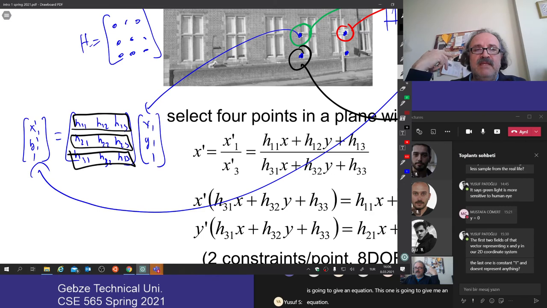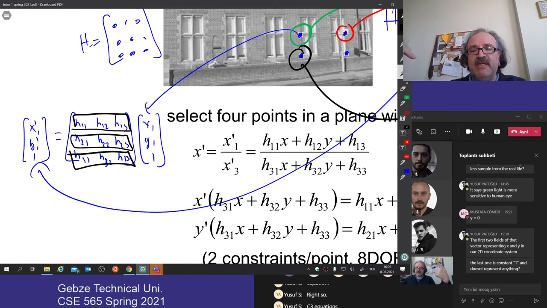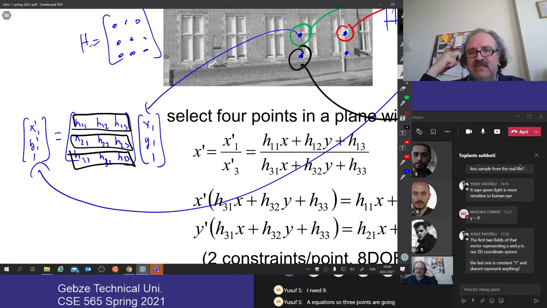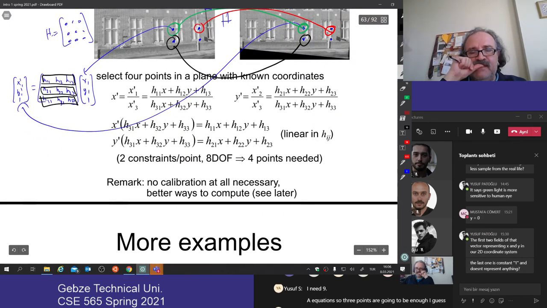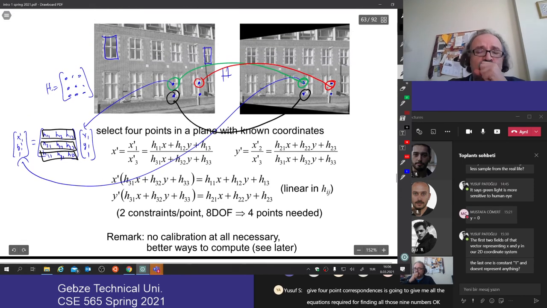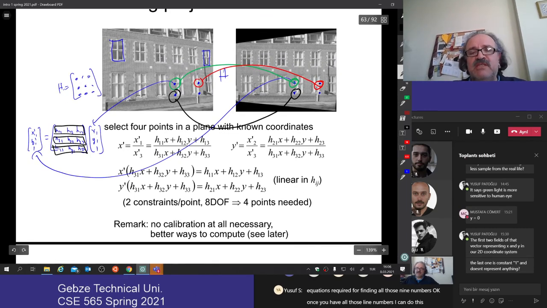So three equations from each point correspondence, and I need nine equations. So three points are going to be enough, I guess. This one says that two constraints per point, 4 points are needed. If I give 4 point correspondences, it's going to give me all the equations required for finding all those 9 numbers. Once you have all those 9 numbers, I can do this transformation from this image to that image.